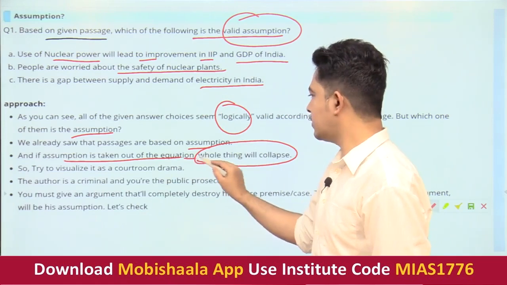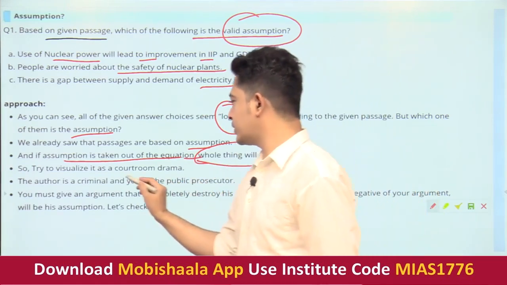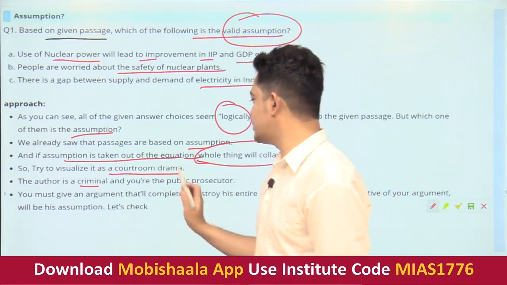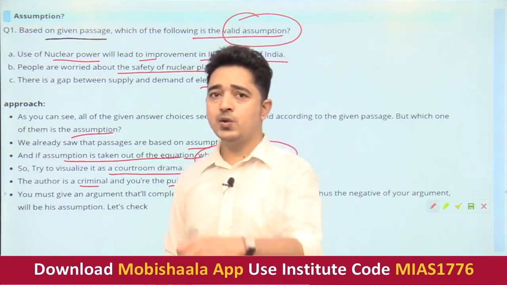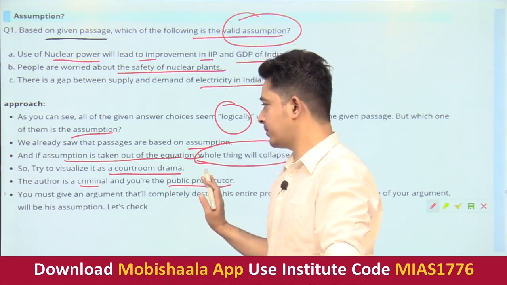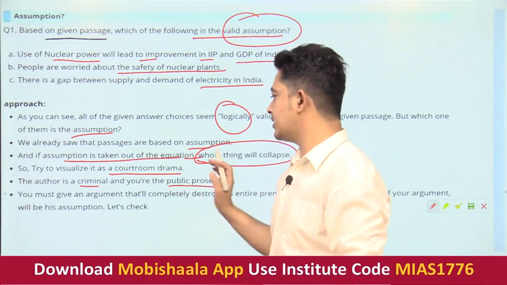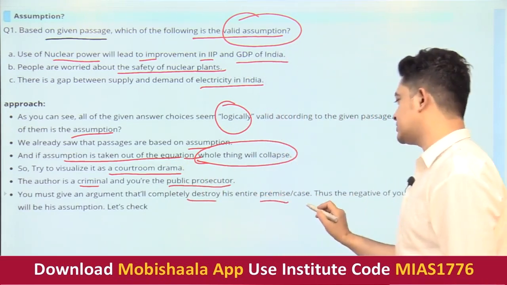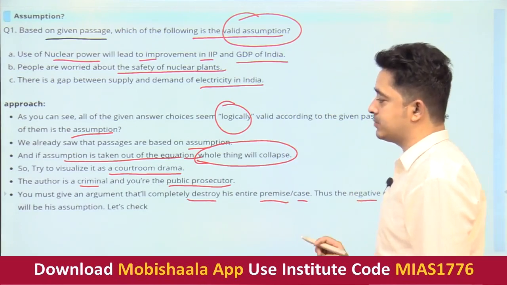If the assumption is taken out, the whole thing will collapse. So try to visualize it as a courtroom drama. The author is a criminal and you are the public prosecutor, PP, just a kind of lawyer. You must give an argument that will completely destroy this entire premise or case. Thus, the negative of your argument will be the assumption.